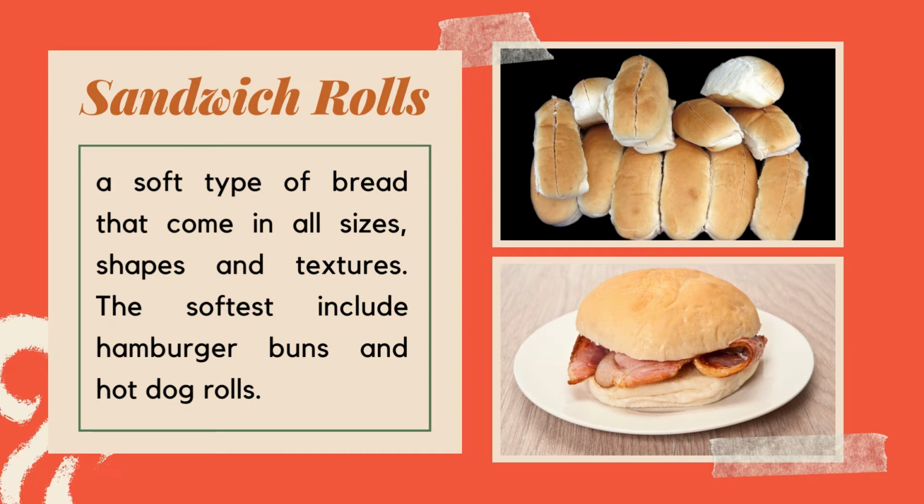The softest include hamburger buns and hot dog rolls. So another example nito ay yung monay na nabibili natin sa mga bakery. And like what I've said, yung mga tinapay na ginagamit for hamburger making, yung buns na ginagamit, yan ay included sa sandwich rolls. Same with the bread na ginagamit din naman natin kapag gumagawa ng hotdog sandwiches or yung footlong na madalas natin ginagawang merienda.